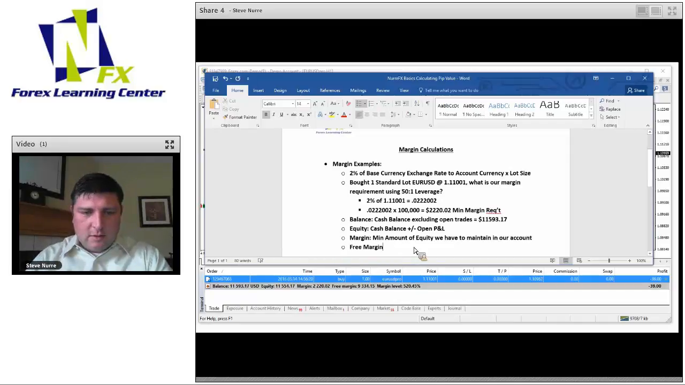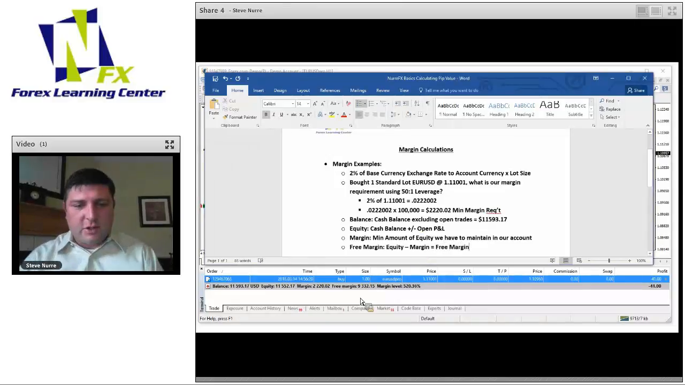And the free margin is essentially equity minus margin equals free margin. That free margin number down here of 9,329, that's how much more we could put on with different trades. If we wanted to put in other positions, that's the amount of margin we have left over to put on other trades.